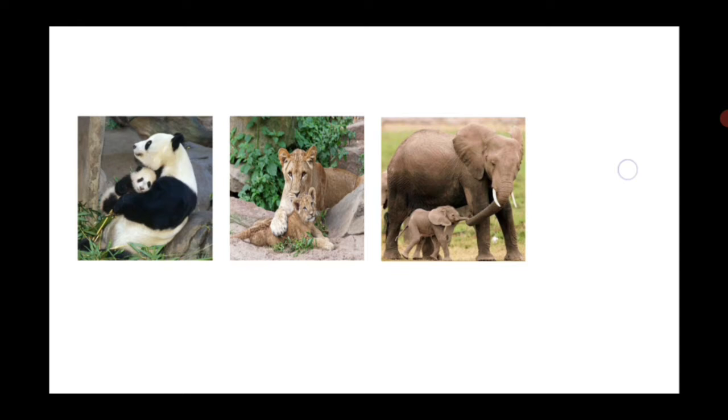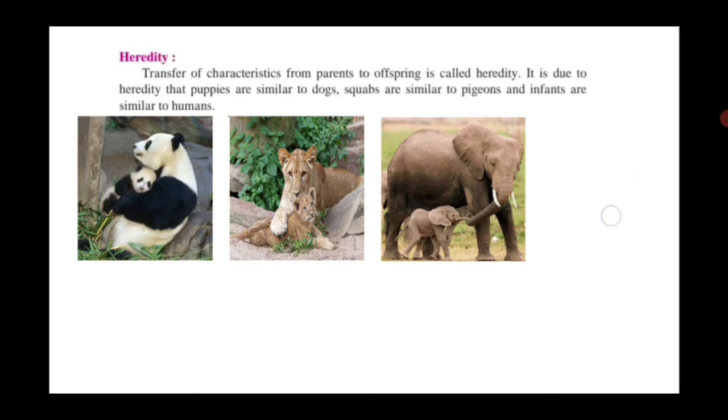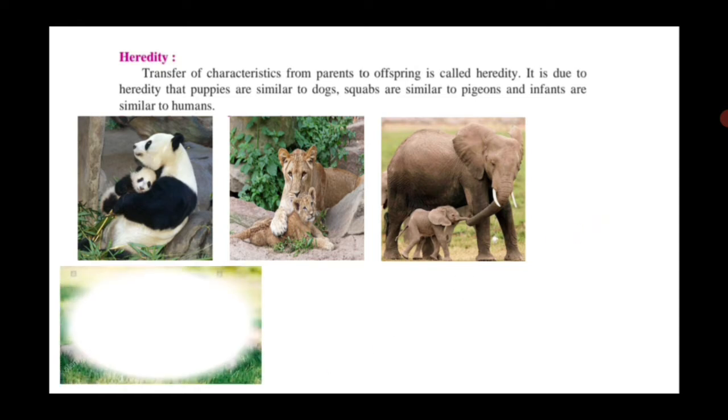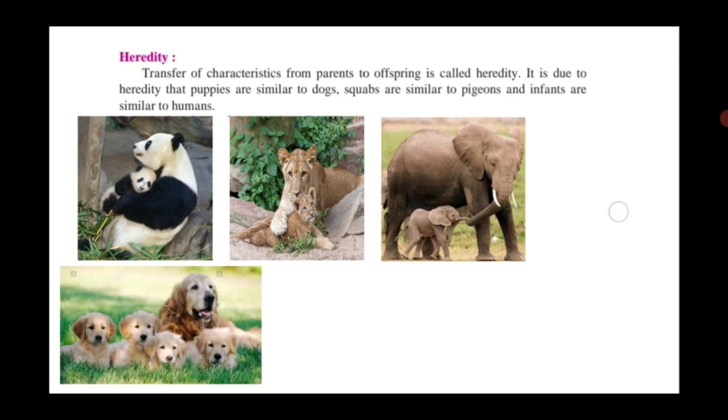They are similar to their parents. But why are they similar to their parents? Yes, they are similar to their parents due to their inherited characteristics. And what are those inherited characteristics? Those inherited characteristics are nothing but the hereditary characteristics. The transfer of characteristics from parents to their offspring is called heredity, and due to this heredity, the puppies are similar to dogs.